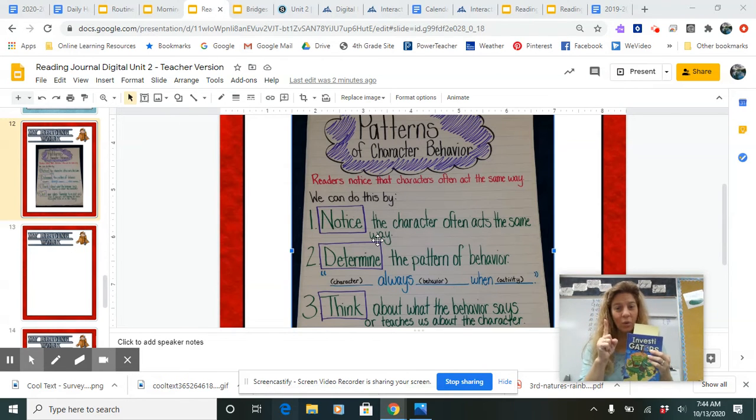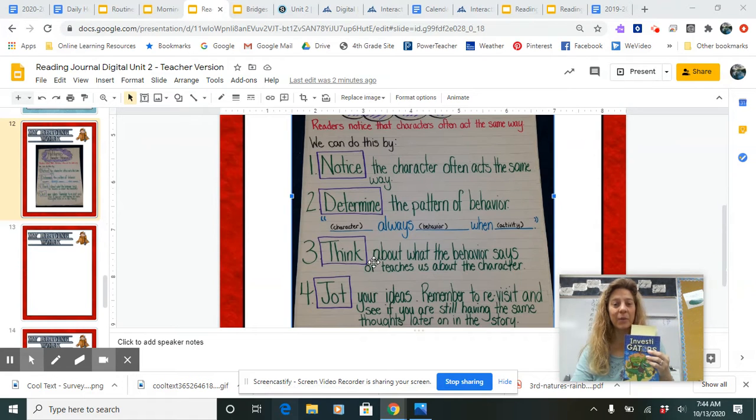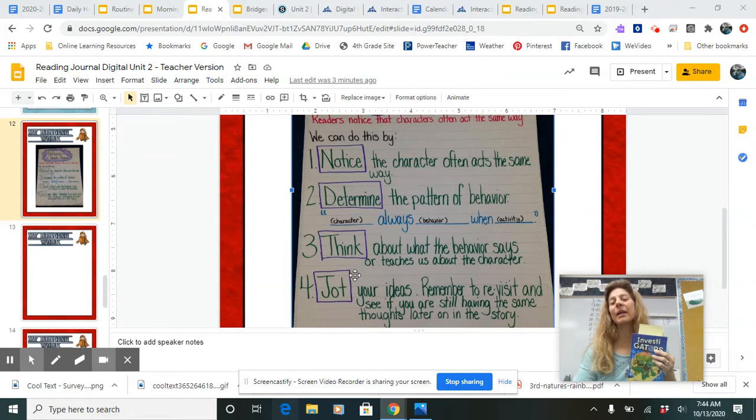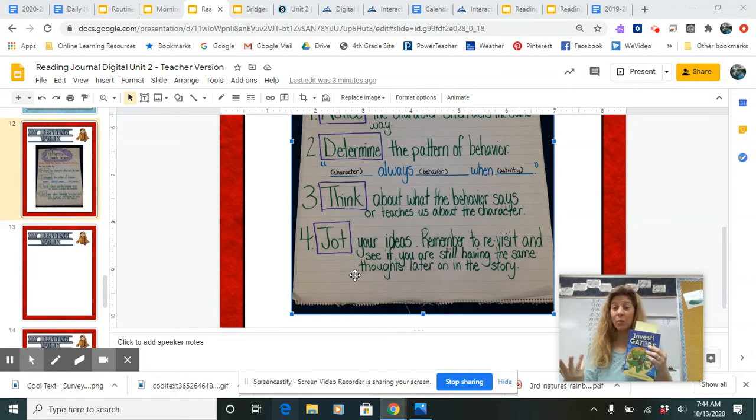So, first, I want to notice. Second, I want to determine the pattern of behavior. And then I want to think about what the behavior says or teaches us about the character. And then I'm going to jot my ideas down in my notebook. Now, this one doesn't have a sentence stem, but it's just jotting my ideas or writing them down. So I'll show you how to do that.